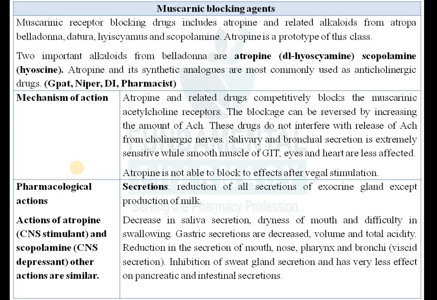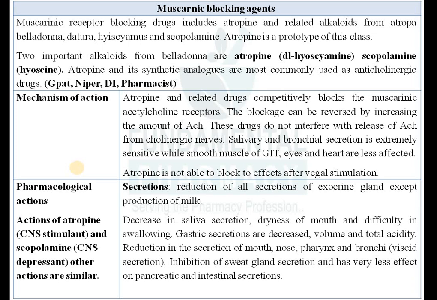Salivary and bronchial secretion are extremely sensitive, while smooth muscle, GIT, eyes and heart are less affected. Means because muscarinic receptors are mostly present in this area.